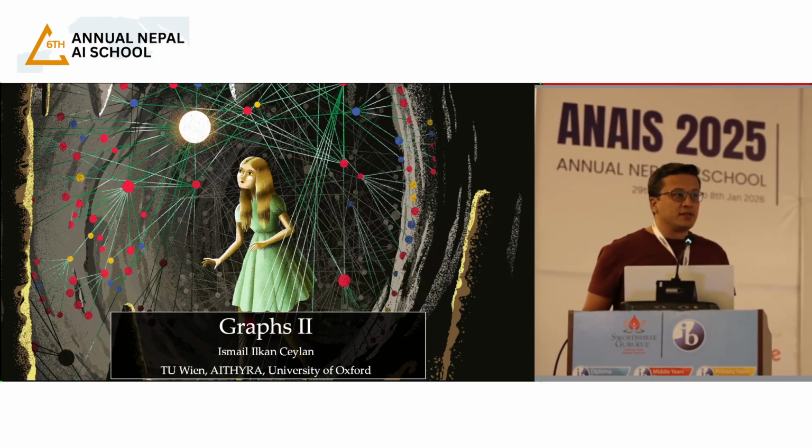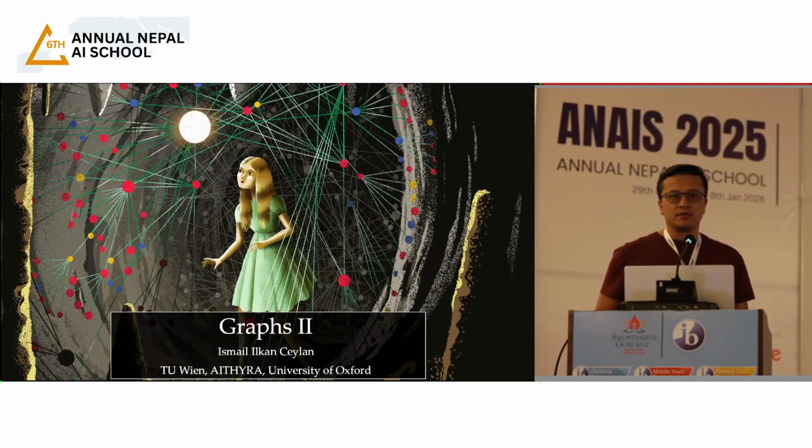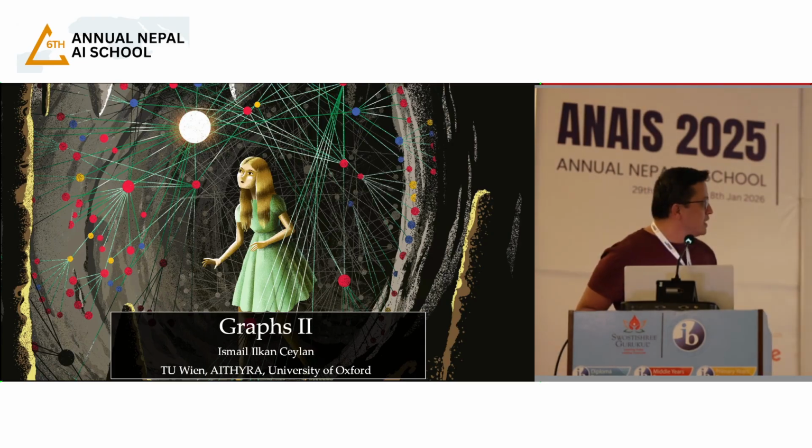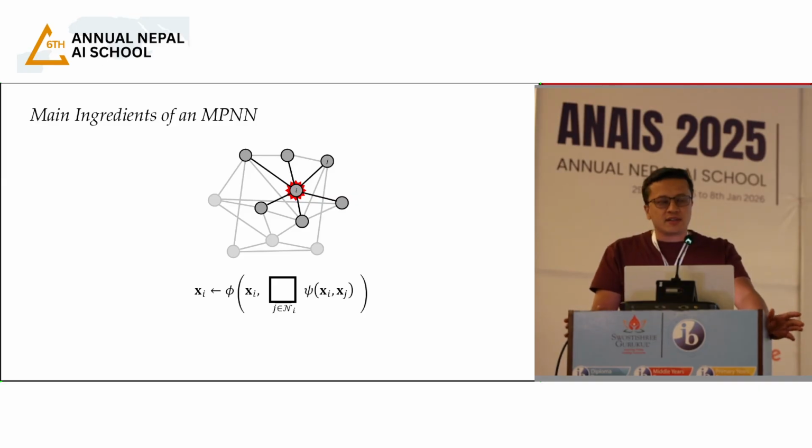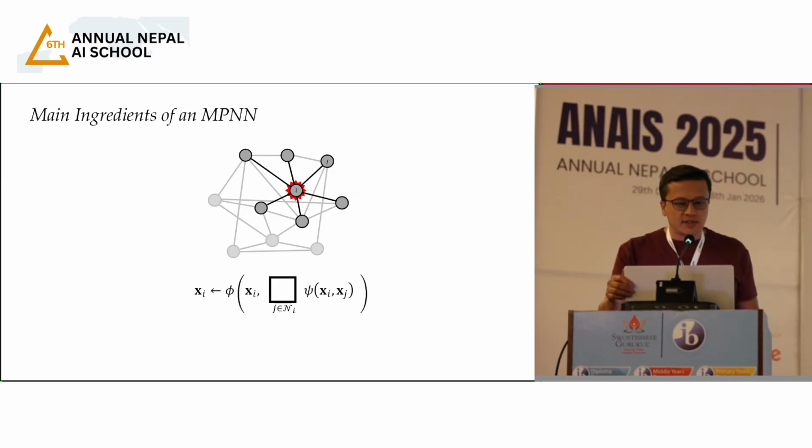Yeah, so we had this introductory lecture on graphs. Now we are going to discuss some properties of graph neural networks in a bit more depth. Let me start by introducing the main ingredients of message passing neural networks. In the previous lecture, we introduced the general concept, the main principles behind graph neural networks, but we haven't really discussed any specific architectures. We just discussed the general principles.